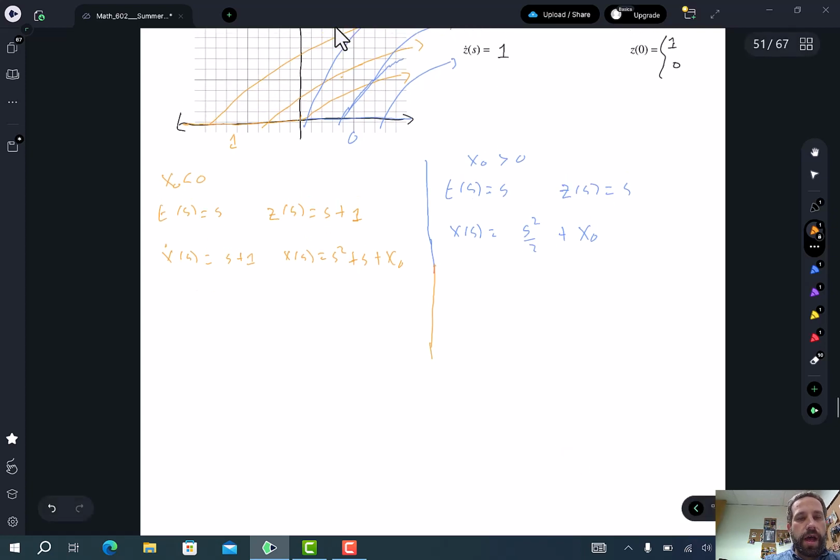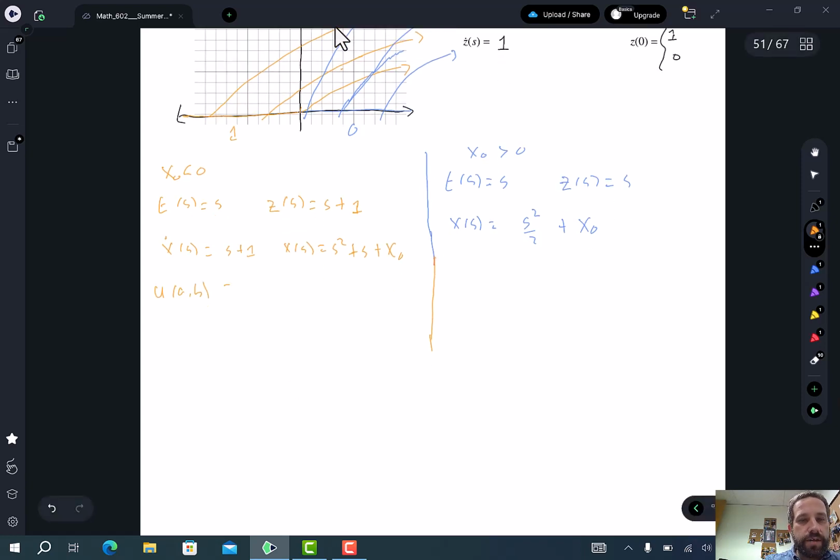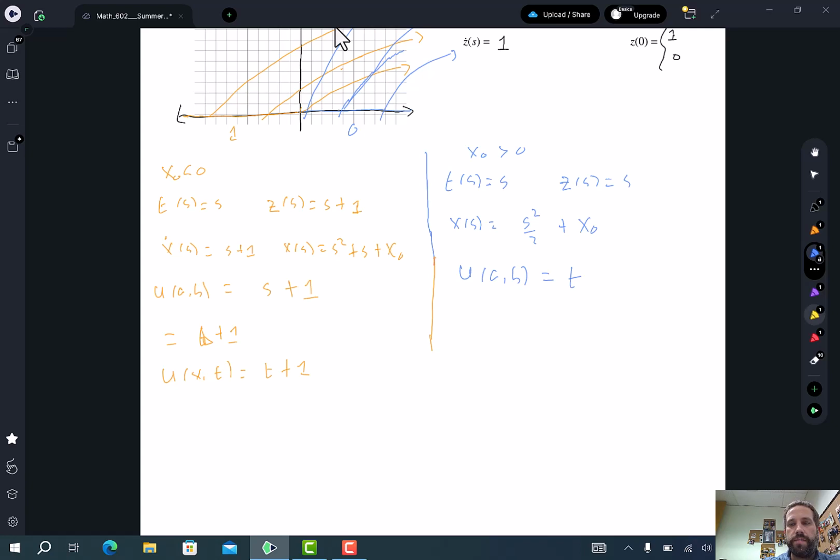So over here, u of x, t, if (x, t) is an arbitrary point on this characteristic, is going to be equal to s plus 1. Well, what is s in terms of x and t? This is just going to be equal to t plus 1, because s is equal to t. So over here, u of x, t is equal to t plus 1. Similarly over here, u of x, t is going to be equal to s, which is just equal to t.